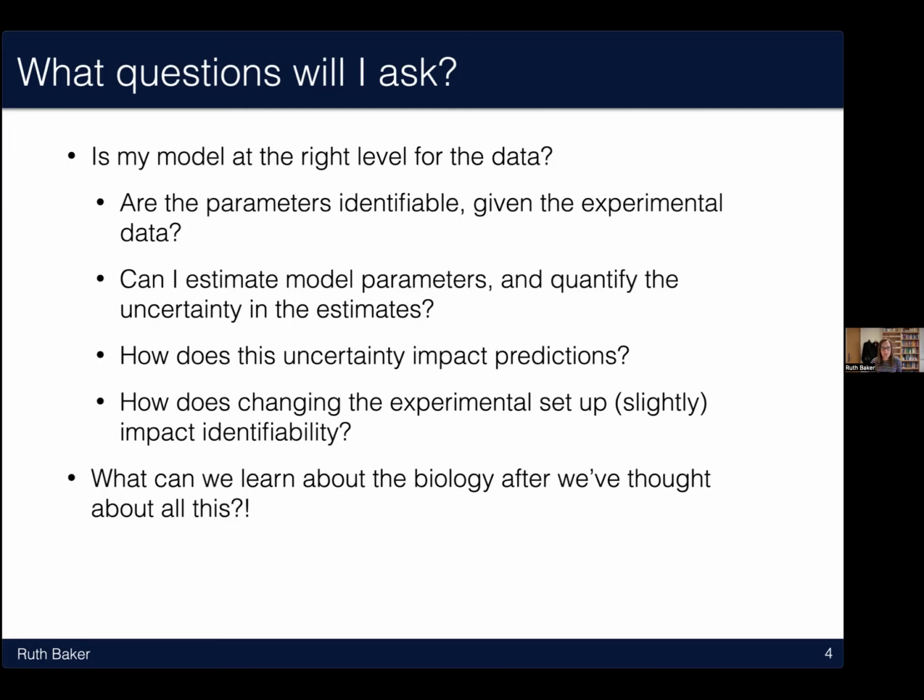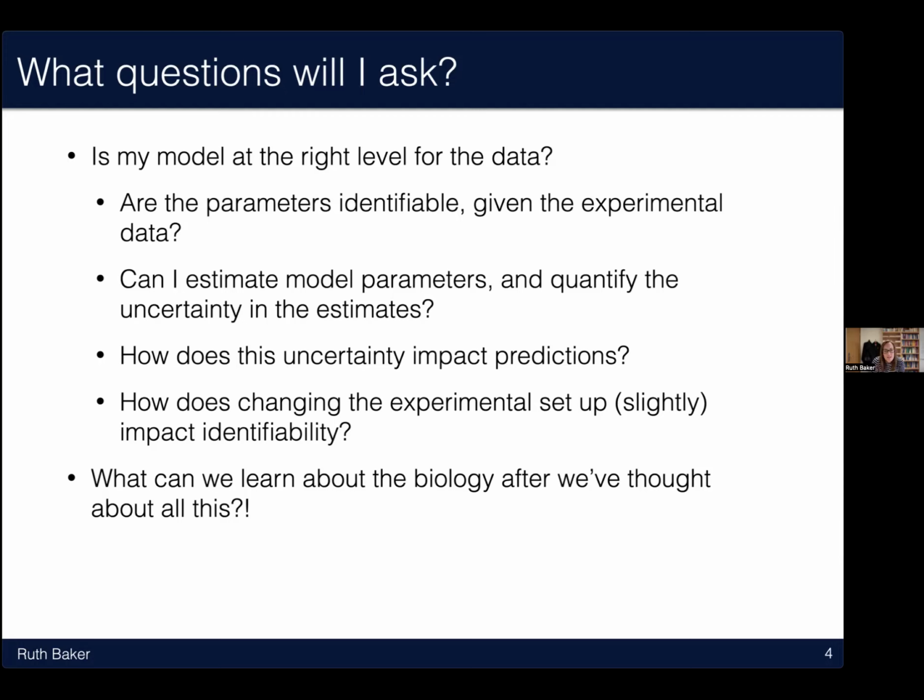And so really I'm interested in, can I identify my parameters given the data? I'll pin down what I mean about identifiability in a minute. Can I estimate my model parameters, and can I quantify, because I'm using a Bayesian framework, the uncertainty I've got in those estimates? And one of often the most important reasons for being able to quantify uncertainty in parameter estimates is to think about how that uncertainty impacts future predictions you make with your model.